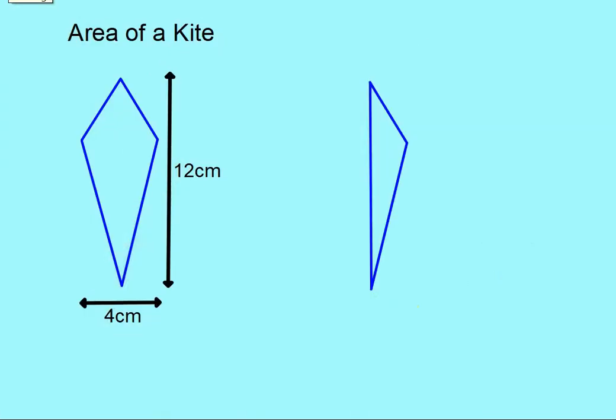So here's a kite. This is not a diamond. A diamond is a three-dimensional object. People call rhombuses diamonds, kites diamonds. We can't do that anymore. But what you should be able to see, if I drew a line down here, I make this shape here. So I could simply find the area of the triangle and then multiply it by 2.